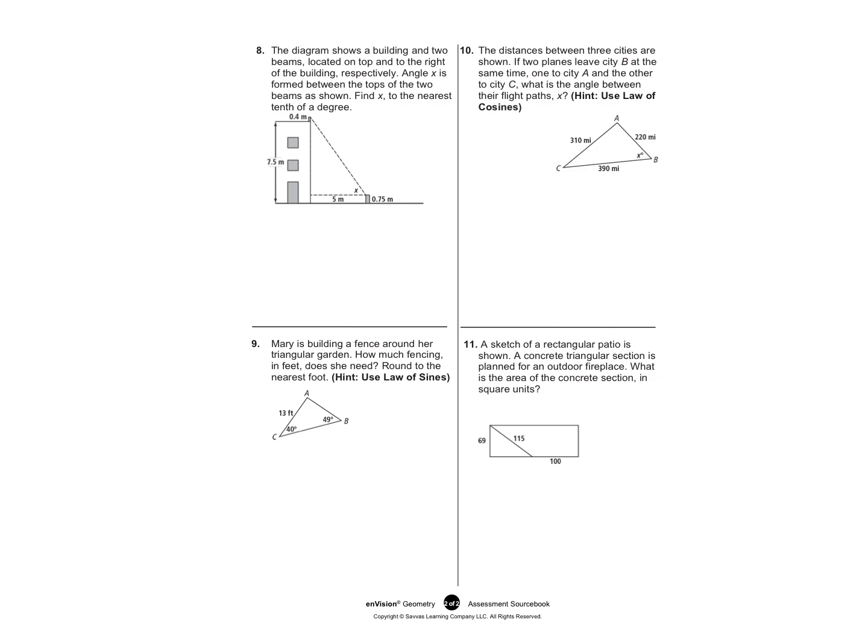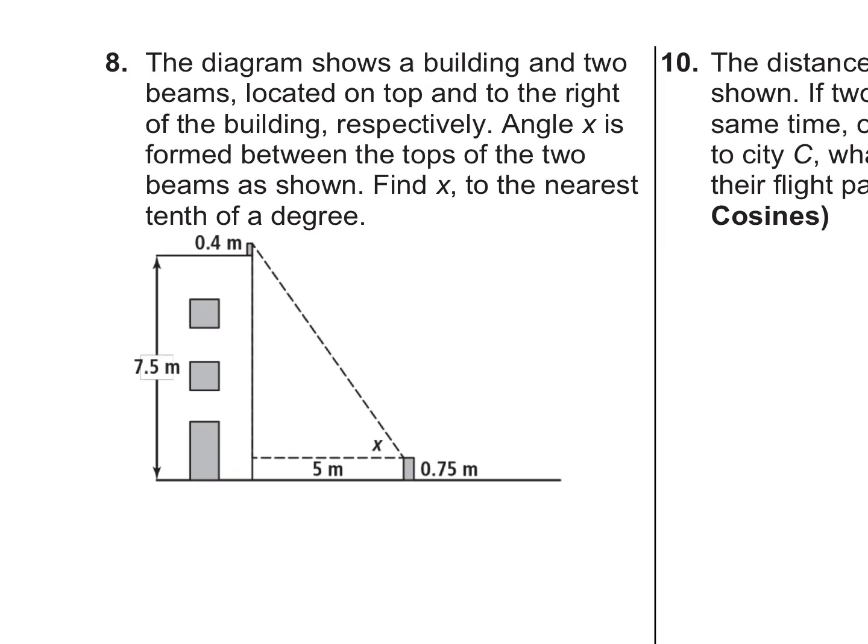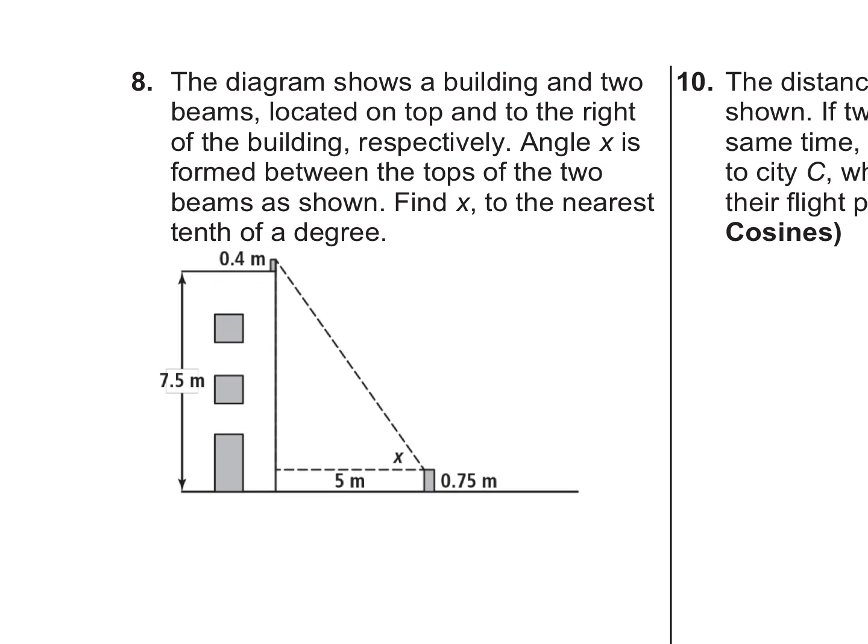So at the beginning, we talked about all the junk, right? Do you agree there's a lot of excess information on number 8? Okay, what do I want you to read first? Question. Always go to the question first. It says it wants you to find x to the nearest tenth, and so on. Is x an angle or a side? How have we been finding missing angles?